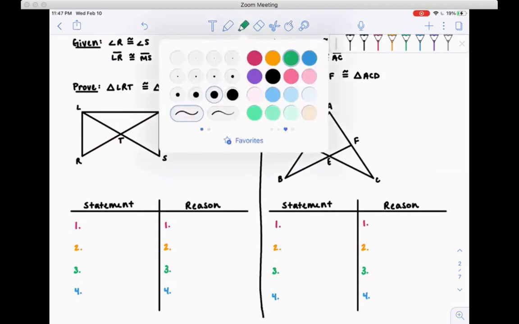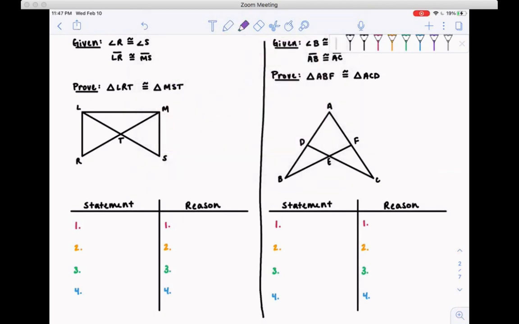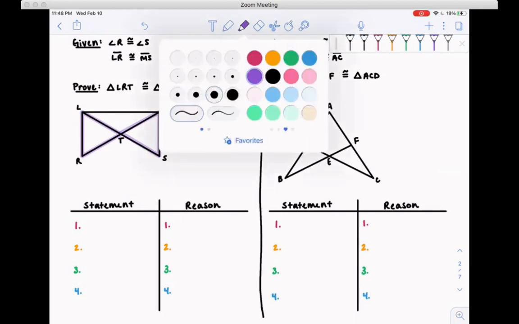So the first triangle that we're trying to prove congruent is triangle LRT. So L to R to T would be this triangle right here. And then the second triangle was triangle MST. So M to S to T would be this triangle. So these are the triangles we're going to focus on and try to make matches for in our proof. All right, so now that we've located our triangles, we can start working on the proof.